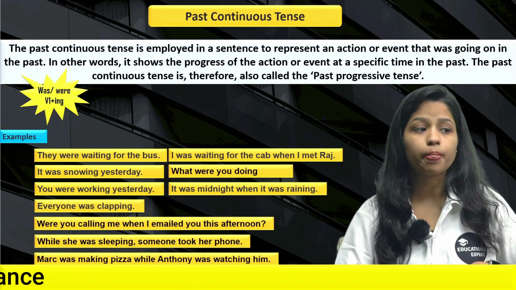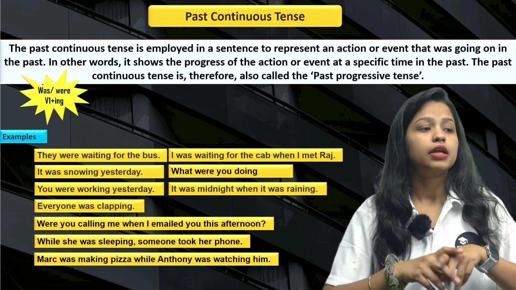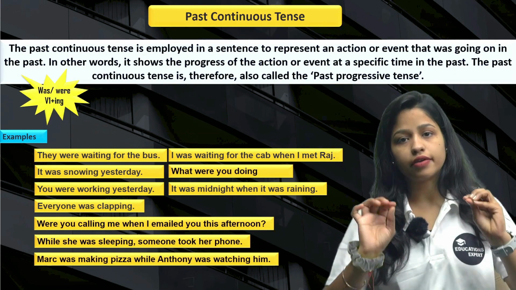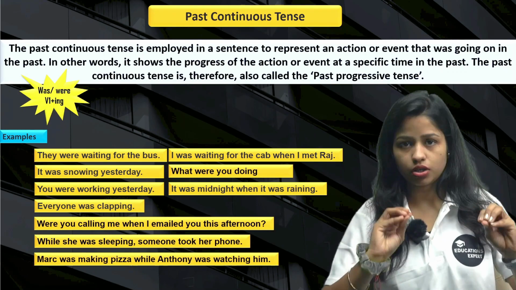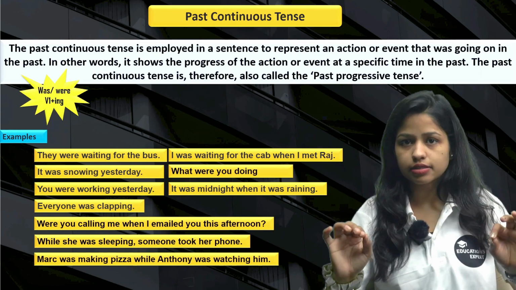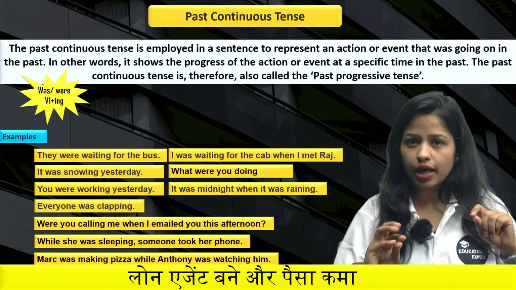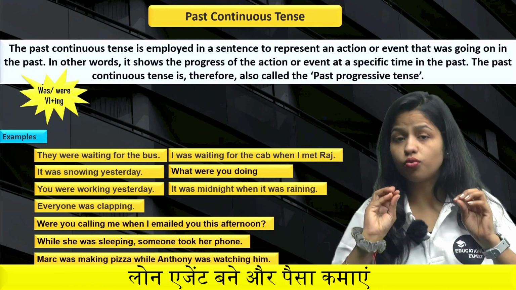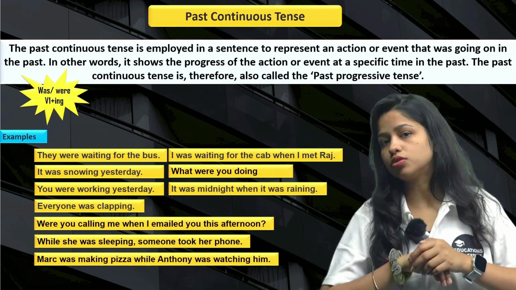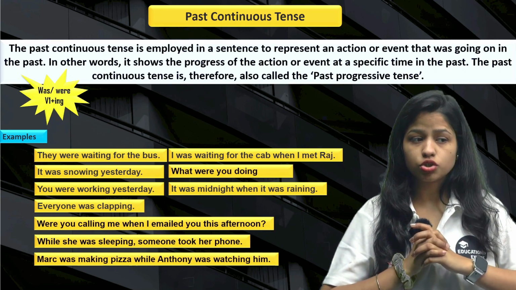Next up we have: everyone was clapping. Everyone was clapping. So if you notice again, there is only one thing common in every sentence, which is ing. V1 and ing will remain constant in every progressive tense. What will change? Only and only the helping verb. So if you have a singular subject, then you have to use was. And if you have a plural subject, then you have to use were. Clear?